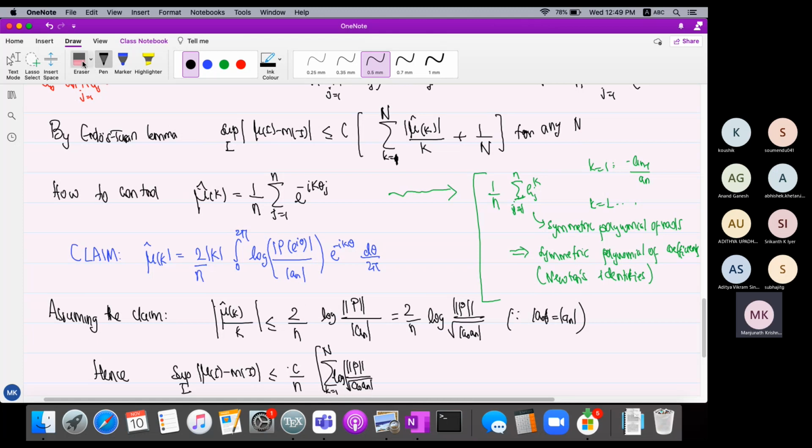Well, let me write it properly. Sorry. So all the bounds are actually the same. For mu hat k by k, the bounds are the same. So let me just write it as c by, this is small n. Here I am applying with some capital N, which is yet to be chosen. So I get capital N times log of norm p over square root a_0 a_n plus 1 by n.